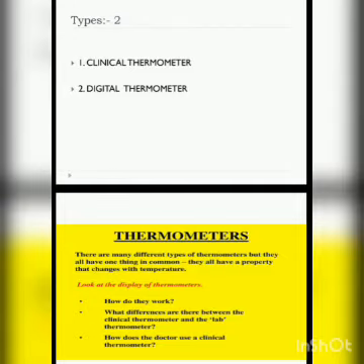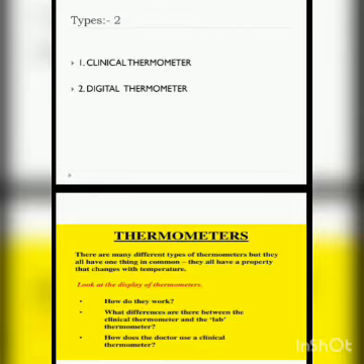Whatever the types of thermometer, the major point is that they all have a property that changes with temperature. Okay, so now the question is, how do they work? Second, what is the use of these thermometers? As you can see in the figure, there is a difference between the laboratory and the clinical thermometer.